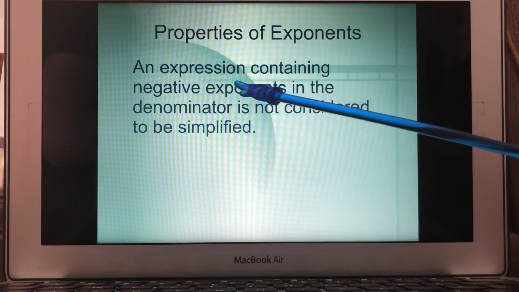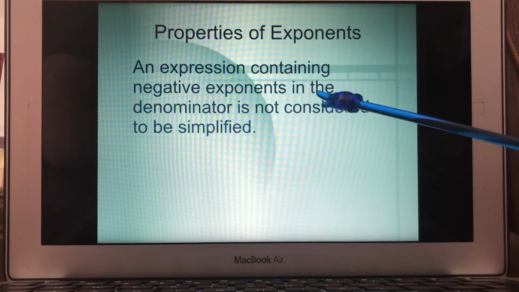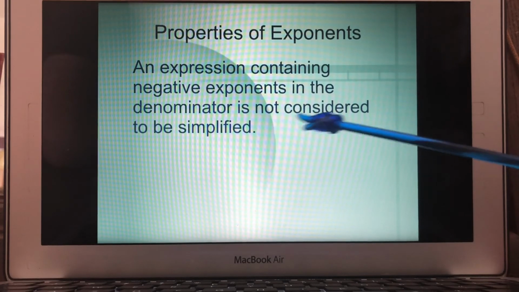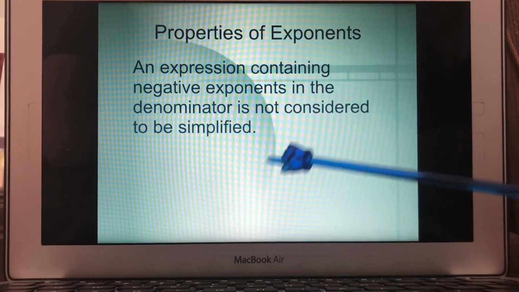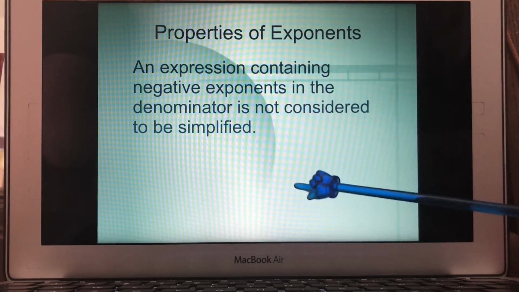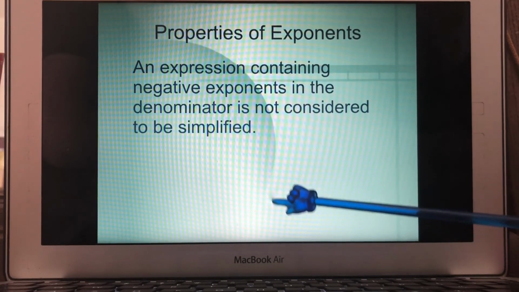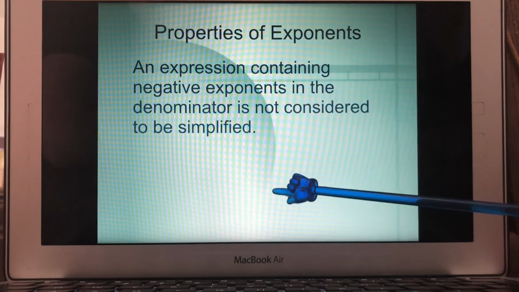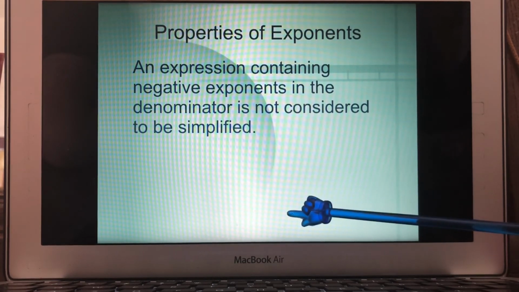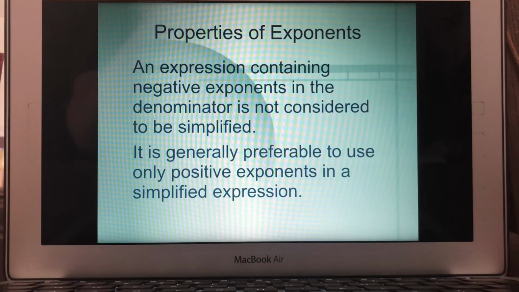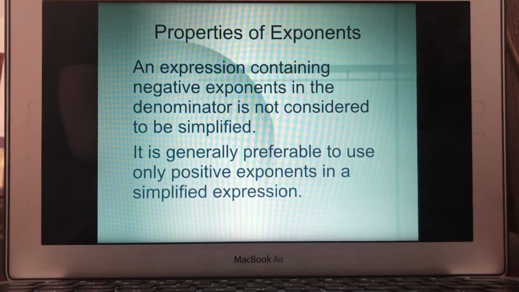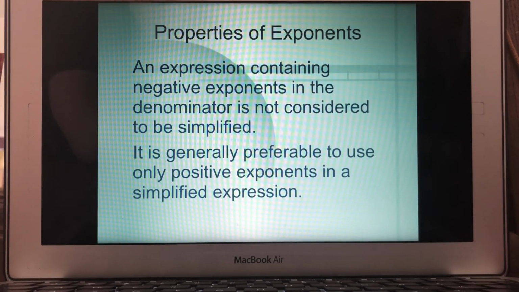Now, an expression containing negative exponents in the denominator is not considered to be simplified. So, if you have a fraction where you've got top and bottom, numerator and denominator, and the number on the bottom is negative, that's not simplified. You need to simplify that. It is generally preferable to use only positive exponents in a simplified expression. So you're going to want to always keep your exponents positive.